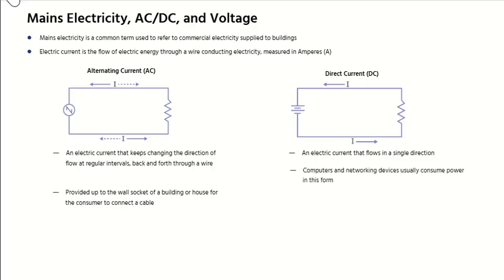Electronic equipment, including computers and networking devices, usually consume power in the form of direct current. AC power must be converted to DC power before it's fed to computers or networking devices.